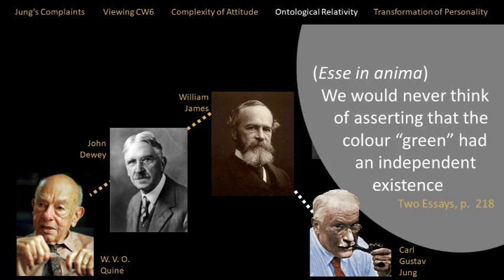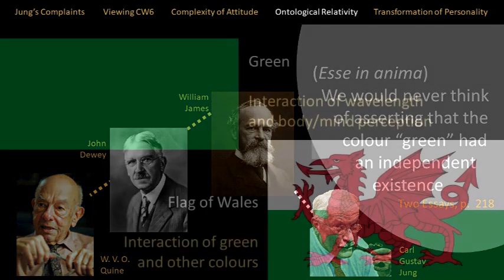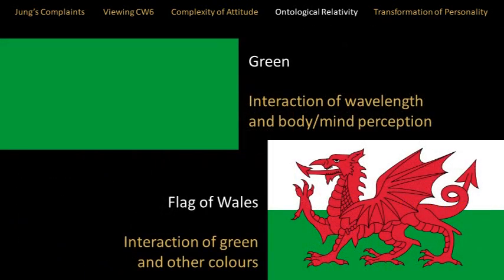Jung illustrated the principle of reality being created through interactions using the colour green, which does not have an independent existence of its own, but is produced through the interaction of an external wavelength and the psyche. Although Jung didn't illustrate the idea of interactions between interactions, we can see it in the example of a national flag. In a flag, the colour green interacts with other colours, their spatial positioning and our own psyche to represent a particular nation. We co-create reality through interactions with the external world and with interactions between interactions.